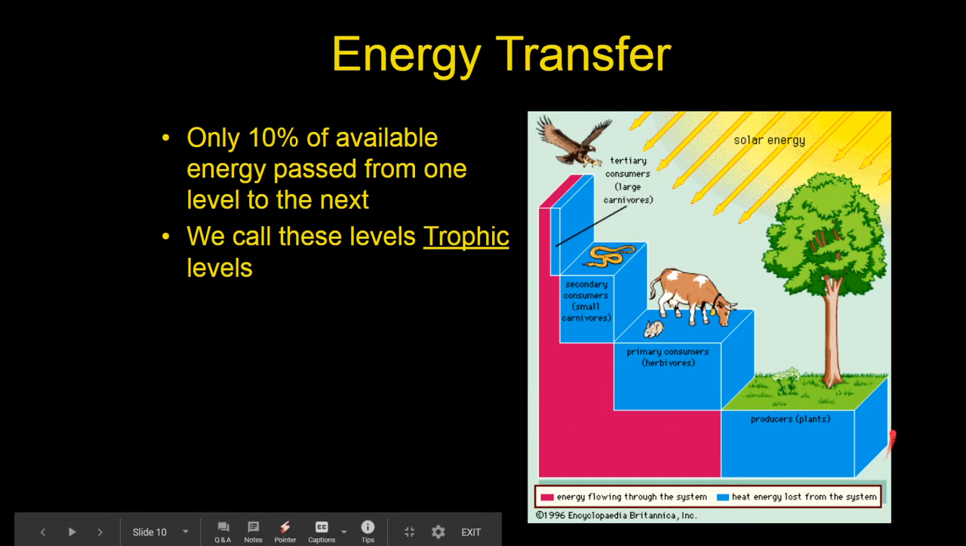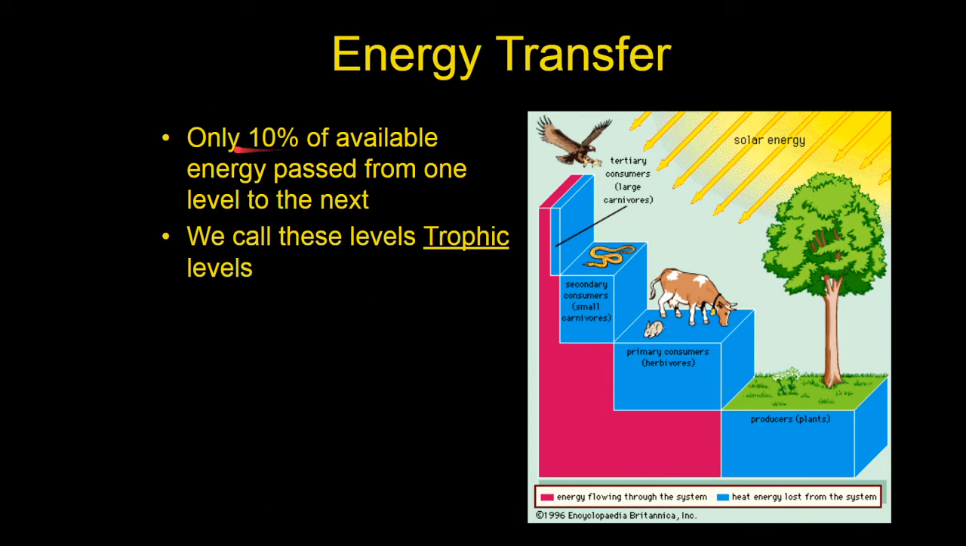For energy transfer, this is a really key concept. Remember, we only get 10% of the available energy from one level to the next. Most of it is lost as heat. Most of it just sort of dissipates out from the organism into the environment.